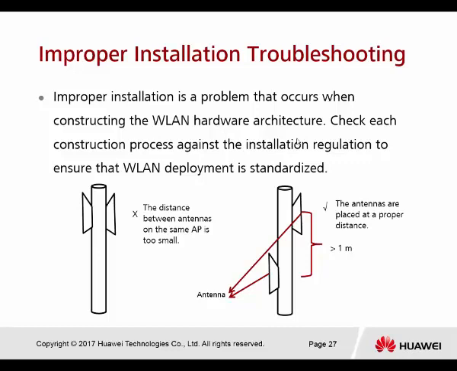Improper installation is a problem that occurs when constructing the WLAN hardware architecture. So check each construction process against the installation regulation to ensure that WLAN deployment is standardized. In the figure here, the distance between the antennas on the same AP is too small. Okay, the distance is too close. When it's too close, it might cause interference. So it is recommended that the antennas are placed at a proper distance. Make sure they are at least 1 meter apart.